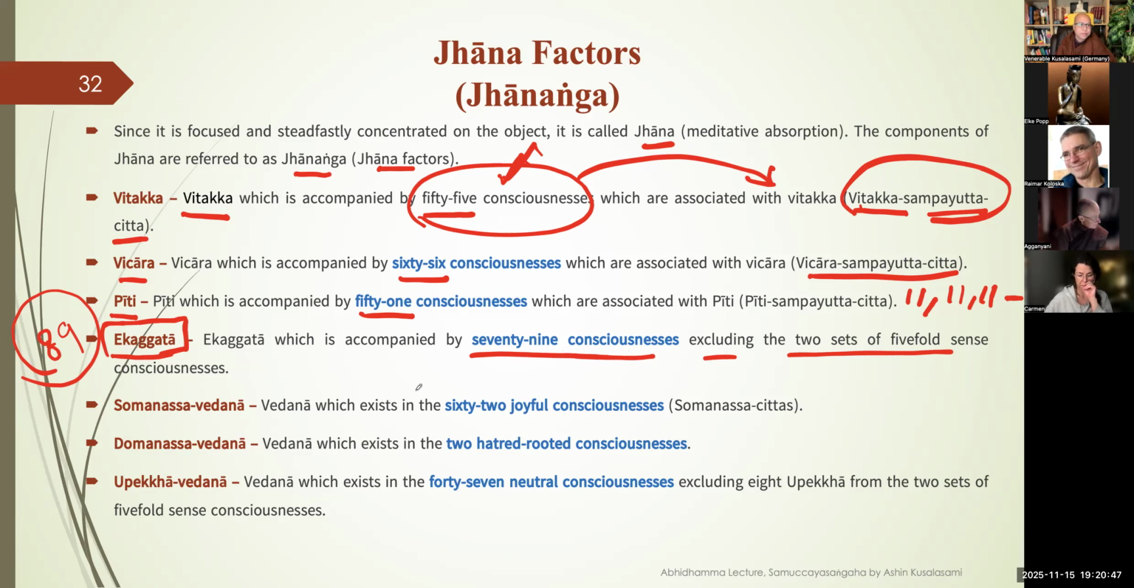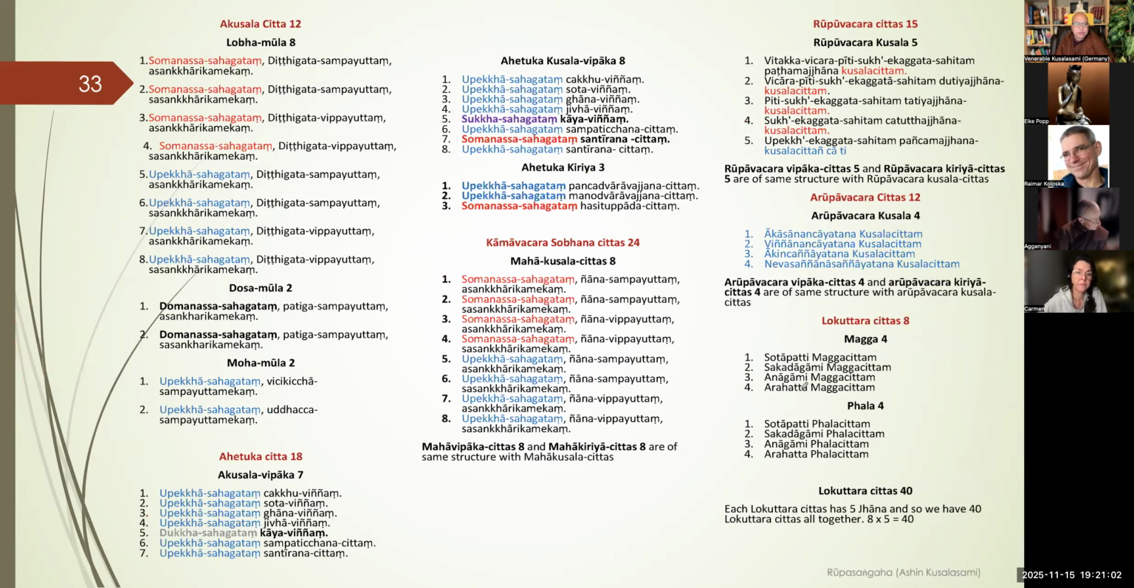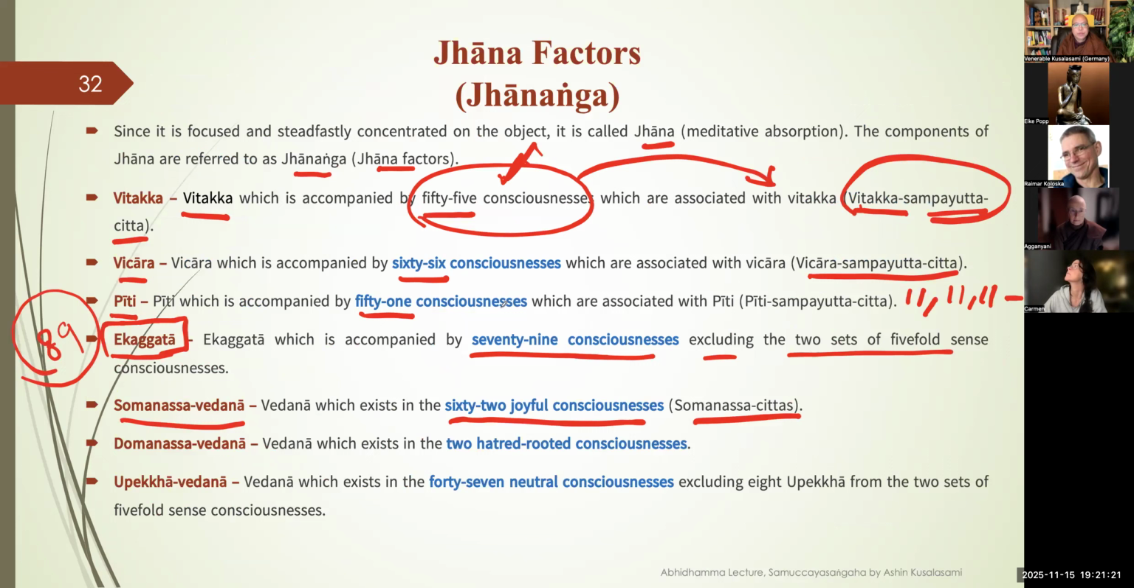79 consciousness and Somanasa Vedana. The Vedana which exists in 62 joyful consciousness, Somanasa Jeta, is not very difficult to find out. Here four and here one, here 12 and from 1 to 4. These are Somanasa, so altogether must be 62. And Domanasa Vedana is found in two heteroruta consciousness. This is not so complicated, easy. And Ubeka Vedana is in 47 neutral consciousness.